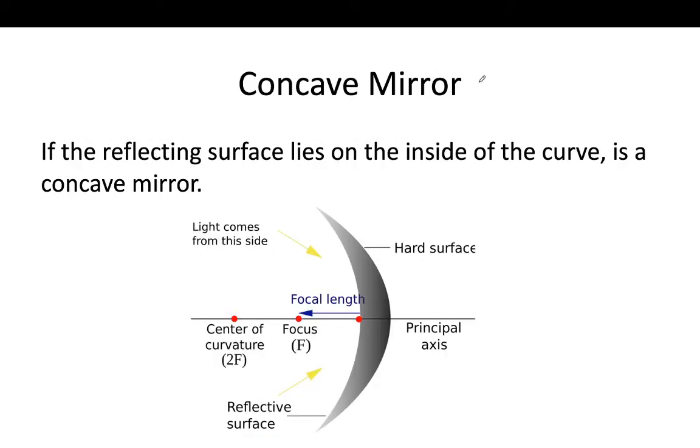So the first type is the concave mirror. If the reflecting surface lies on the inside of the curve, it is a concave mirror. So its reflecting surface is here inside and the coated, hard side is outside. This is the focal point, this is the center of curvature, and this is the reflective surface.